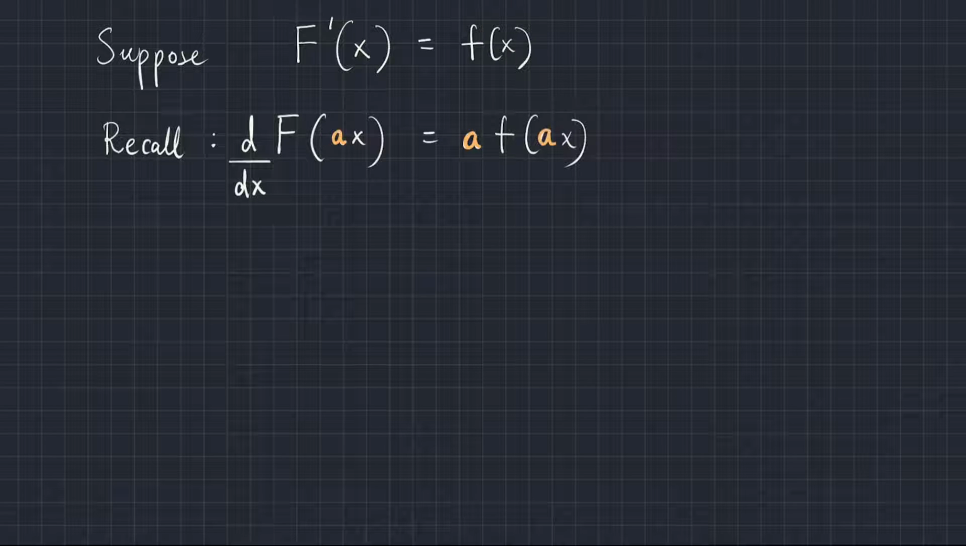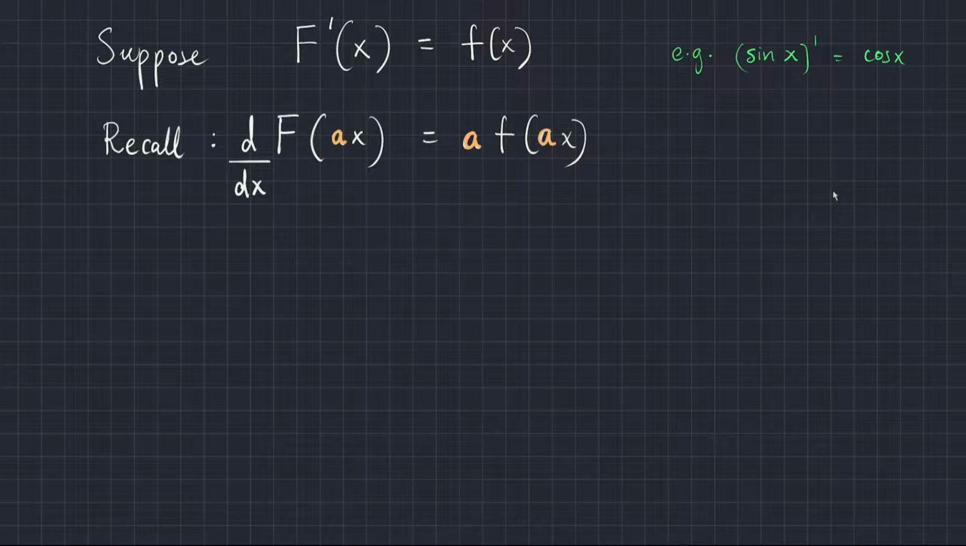Throughout this video, I'm just going to assume that capital F of x is the antiderivative of small f of x, or small f of x is the derivative of capital F of x. So you might remember from the chain rule that the derivative of capital F of ax, where a is the coefficient of x, is going to be a times small f of ax. This is from the chain rule.